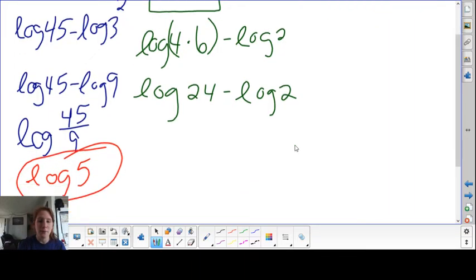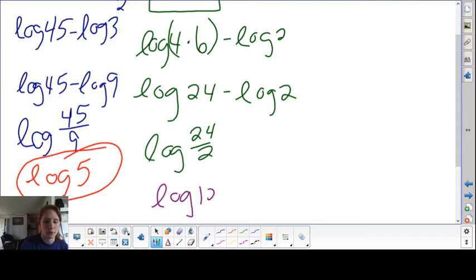So now that I've simplified that, I have log of 24 minus log of 2, and which one was subtraction again? Oh, right, it was division. We saw it over there. So then I have log of 24 divided by 2, and 24 divided by 2 gives me, good, 12. So my answer is log of 12.